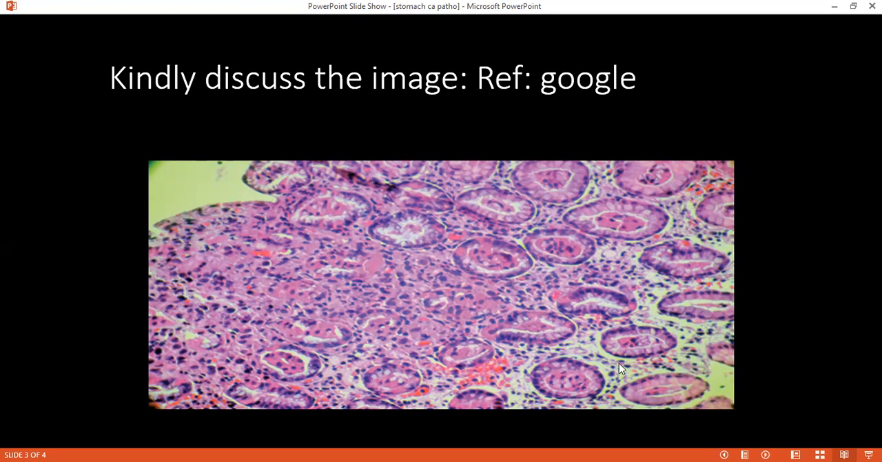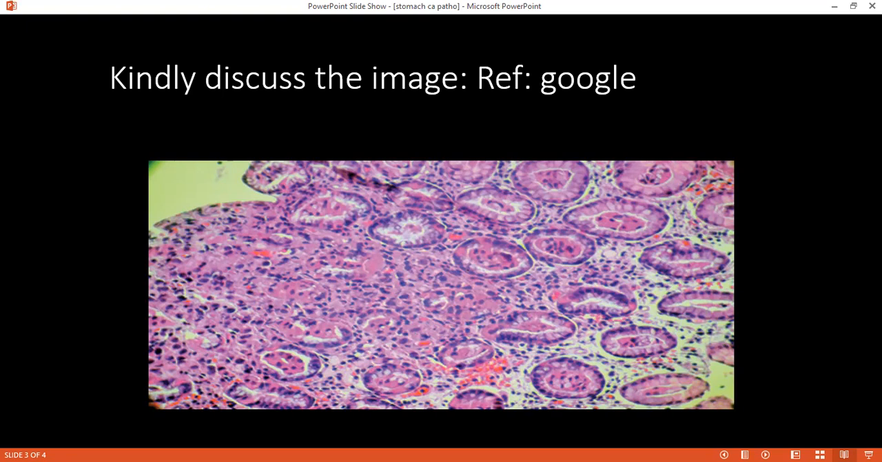Can you please help me and read this image? What do you see? Can you read this, please? Yes, there are multiple cells that have a large nuclear to cytoplasmic ratio, which is in keeping with malignant lesions.